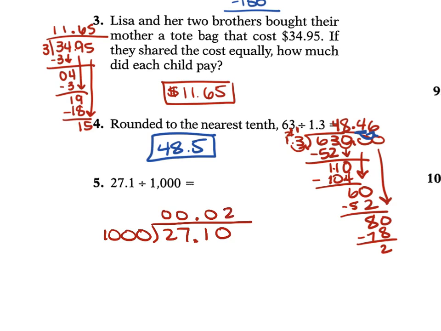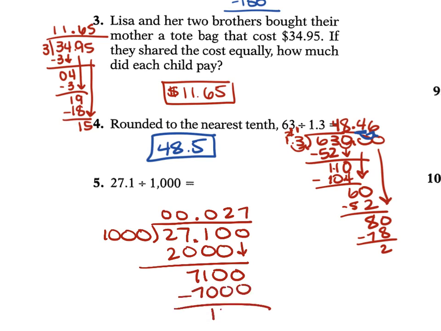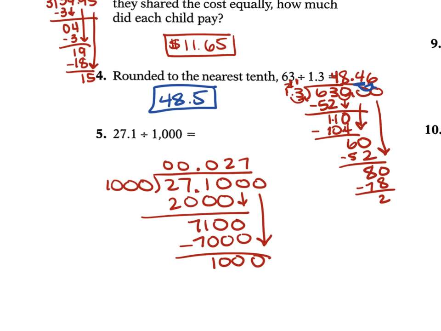2,710 twice with 2,000. So these cancel out. I have 710. I added 0. I bring it down. 1,000 goes into 7,100 7 times with 7,000. I subtract. I'm left with 100. I added 0. I bring it down. 1,000 goes into 1,000 once. So our answer is 0.0271.